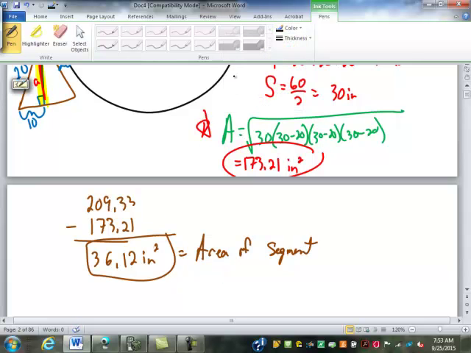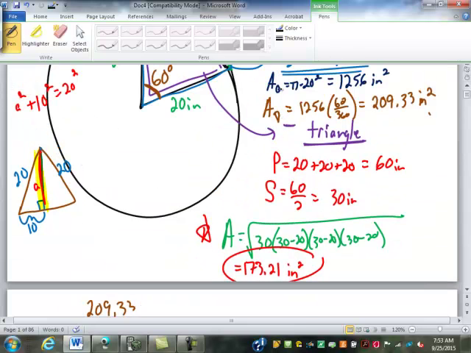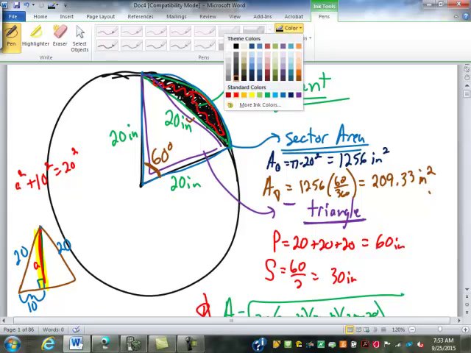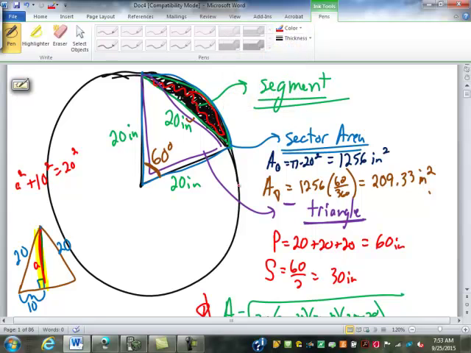Why was the pi times 20 and not pi times 40 when you were trying to find the area of the triangle? Yeah, area is pi times radius squared. So 20 is the radius, and you have to square it. It's 20 squared. If it was circumference, it would have been pi times 40, because it's pi times diameter.